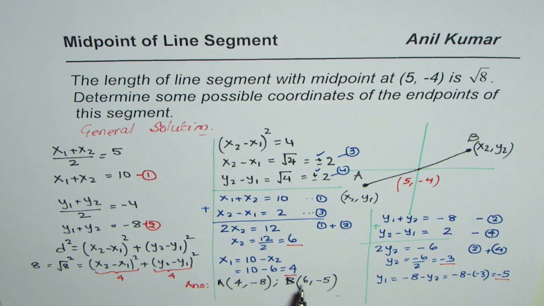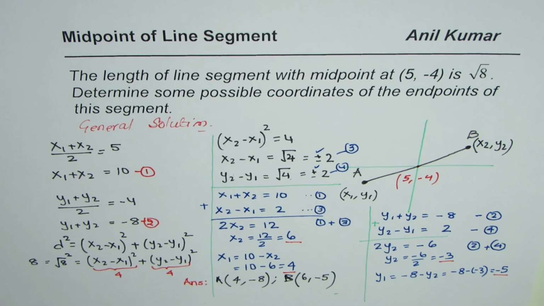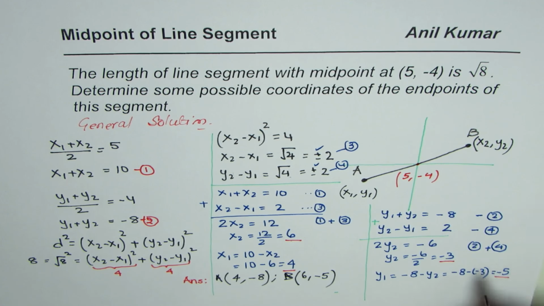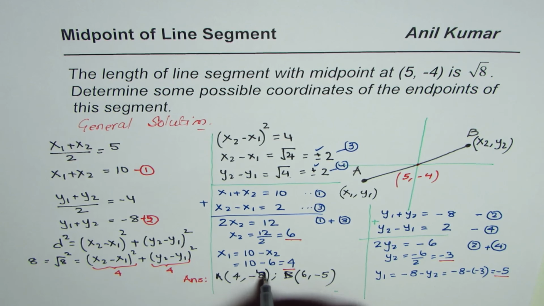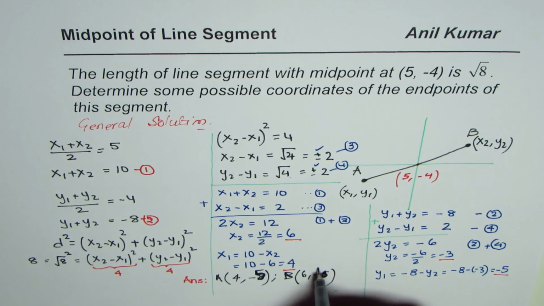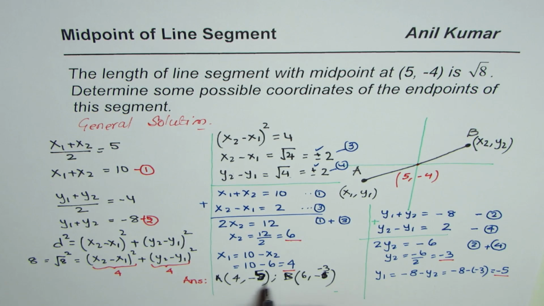You can check if the midpoint is 5 and minus 4 or not. Add 4 and 6, that is 10, divided by 2 is 5. Add minus 5 and minus 3. Sorry, I made a mistake while writing earlier: y1, as you can see here, is minus 5, and y2 is minus 3. So that is y2, right? So that is the solution.